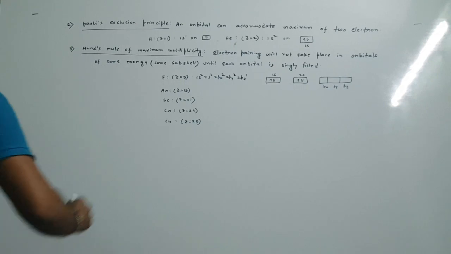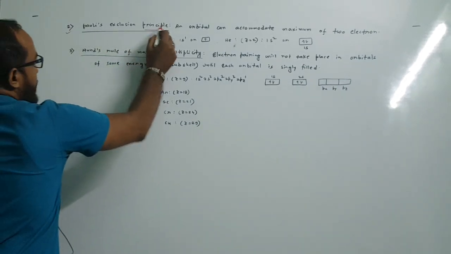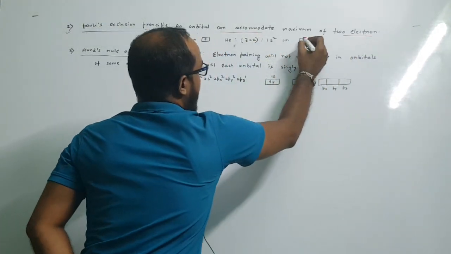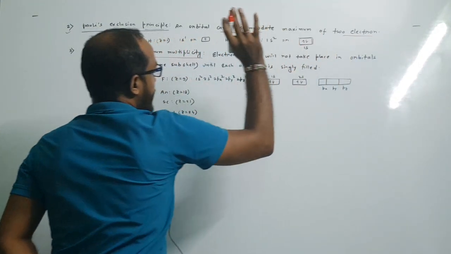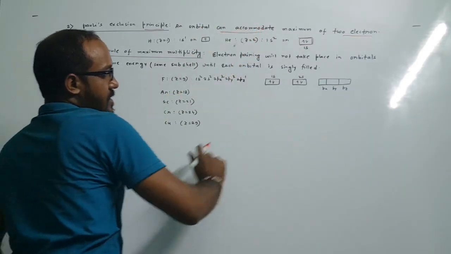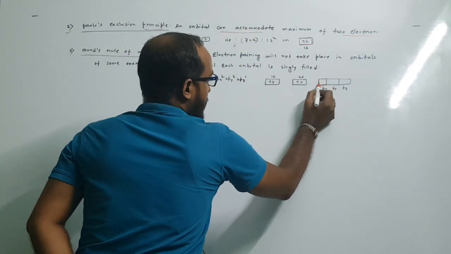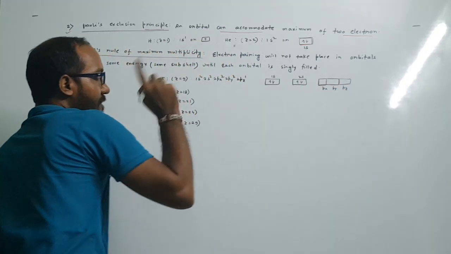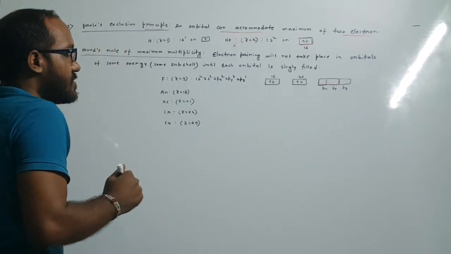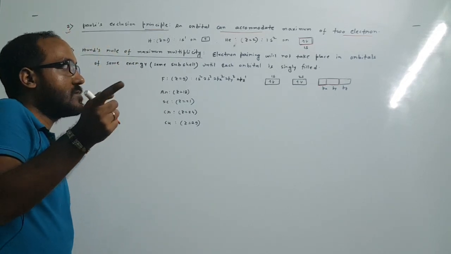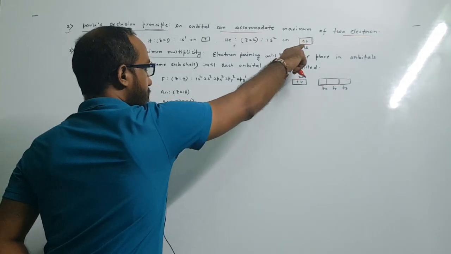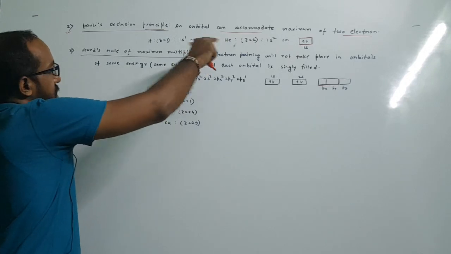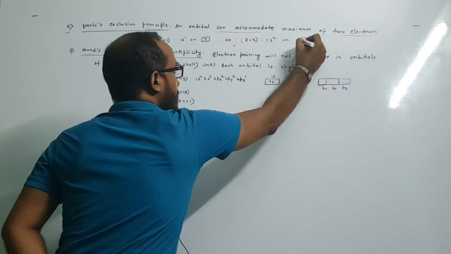So let us continue. Our second rule is Pauli's exclusion principle. It says an orbital can accommodate a maximum of 2 electrons. Let us say this is the 1s orbital, so it can accommodate a maximum of 2 electrons. Let us say this is the px orbital, so it will have 2 electrons. The py orbital will have 2 electrons. Every orbital can accommodate only 2 electrons, and they must be of opposite spin. No same-spin electrons can be accommodated in one orbital.